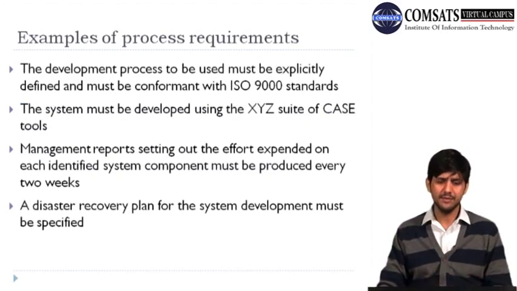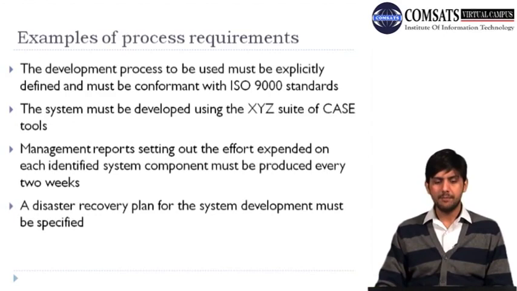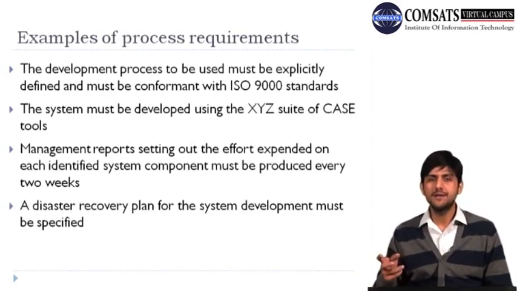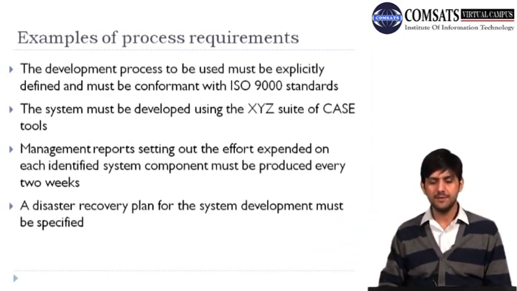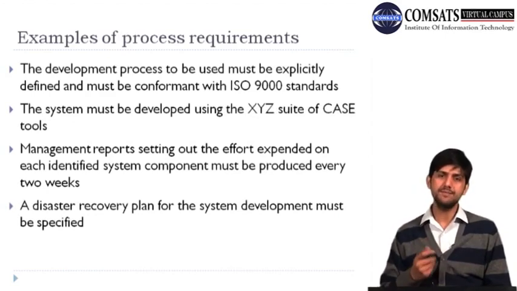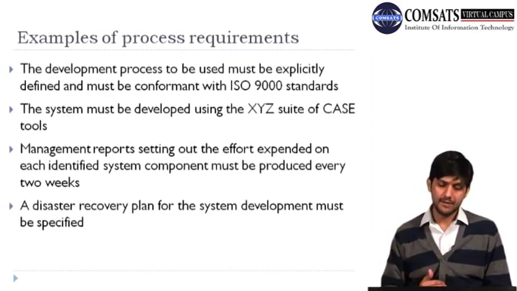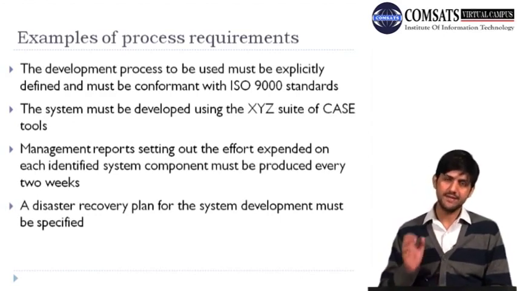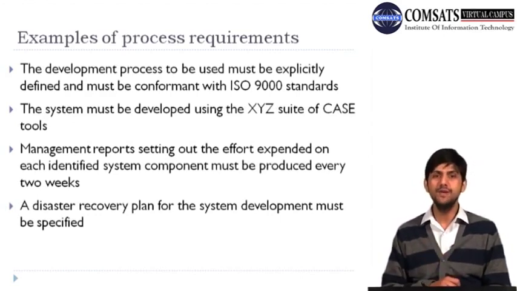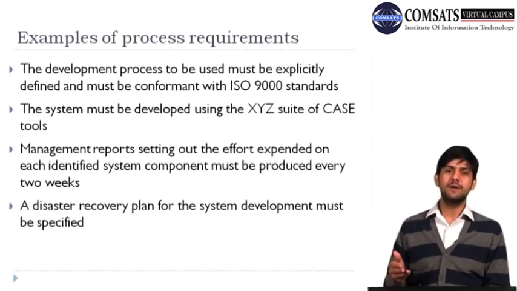So let's look at some of the examples. A very simple example can be: the development process to be used must be explicitly defined and must be conformant with ISO 9000 standards. So we are saying this is a standard, you should just follow that. The system must be developed using the XYZ suite of CASE tools. So it's again limiting the tool in which we want our system to be developed. Then management reports setting out the effort expended on each identified system component must be produced every 2 weeks. So we are again putting on constraints.